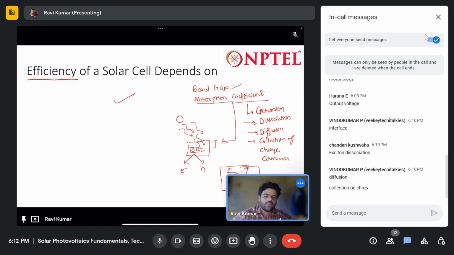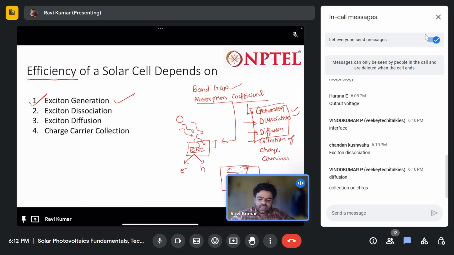So these four factors are very important to define the efficiency of a solar cell. If there is large generation, large dissociation, large diffusion, and large collection of charge carriers, then efficiency will be large. And if only one thing is low, let's say collection of charge carriers is zero, then efficiency will be zero. Even if these other factors have high values, but collection is zero, there is no use of them. So yes, exciton generation. Exciton means electron hole pair, then their dissociation, then diffusion and collection. So these are the four phenomena which decide the efficiency of a solar cell. Understood?